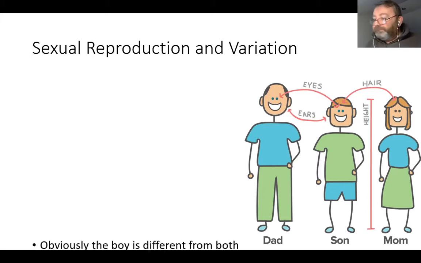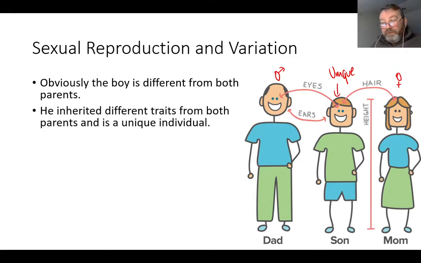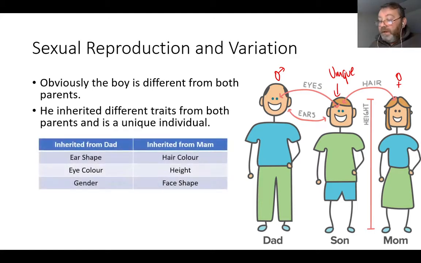Okay, now, if you've done that properly, you'll notice straight away that the boy himself is not his mum or his dad. The boy is unique, formed from the fusion of male gamete information with female gamete information. Now, notice this boy here, okay? He has inherited different traits from both, and we can see them up here as follows.